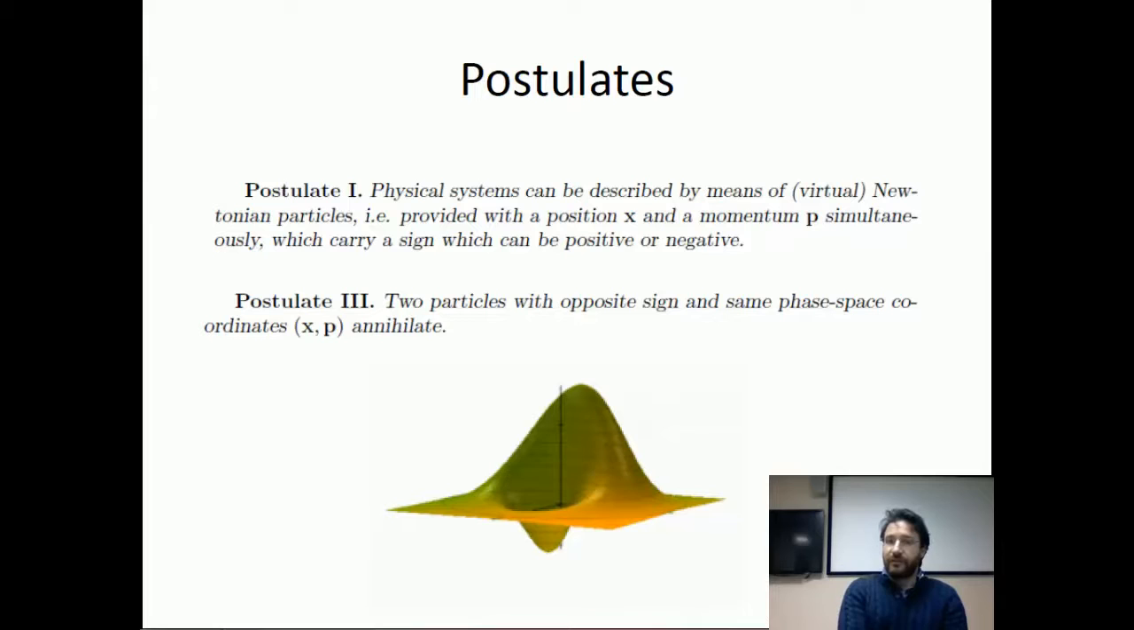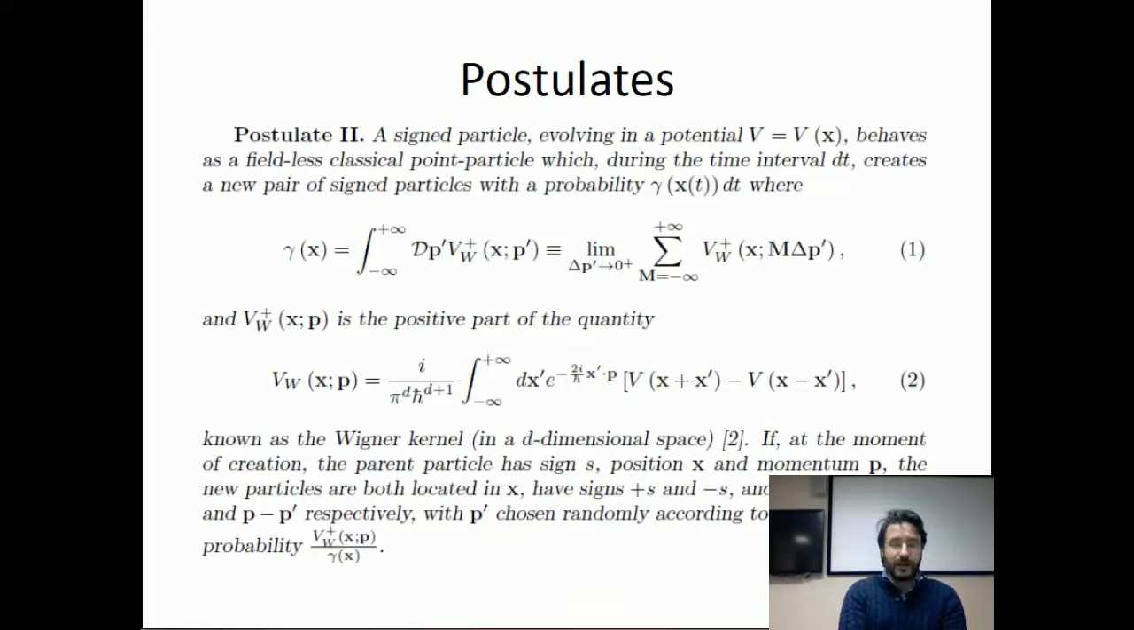The only difference with proper Newtonian particles is that these particles now carry a sign. Another postulate tells you that if you have two of these particles with opposite sign, but with the same phase space coordinates, so they have the same position and the same momentum, but opposite sign, they annihilate, they disappear from the calculations you are doing. And finally, the last postulate here, which is postulate two, but I put it last because there is a lot to say. Postulate two is telling you how these sign particles evolve.